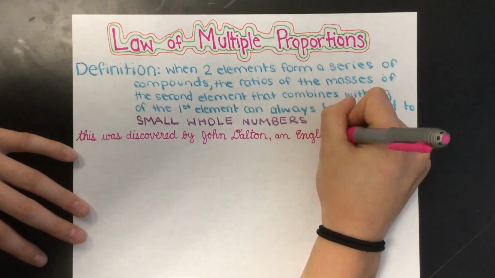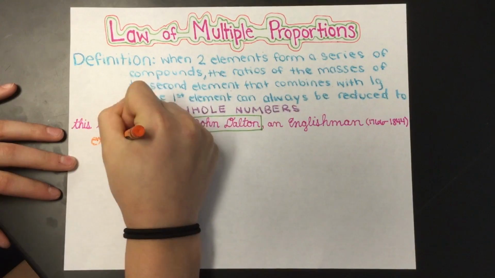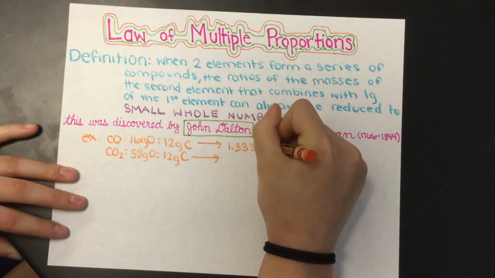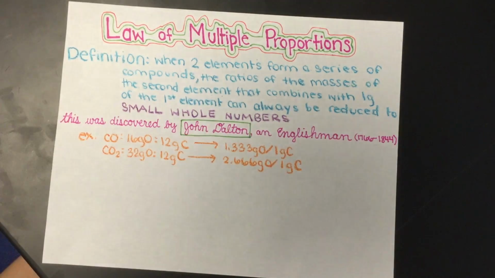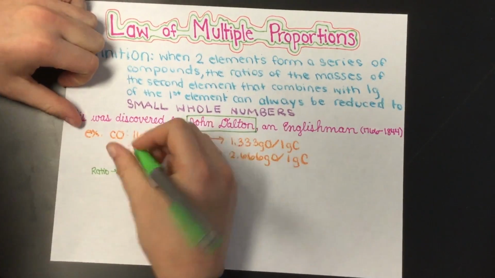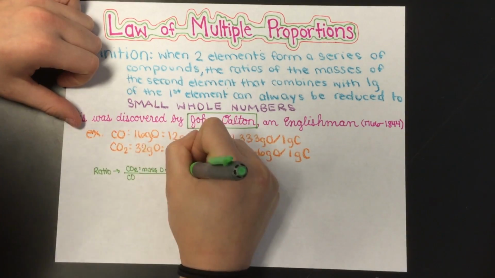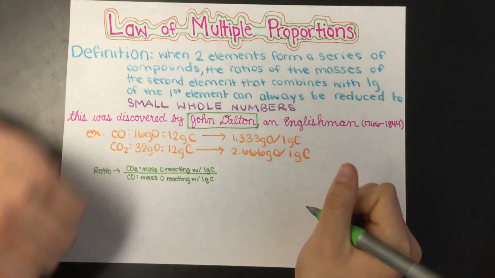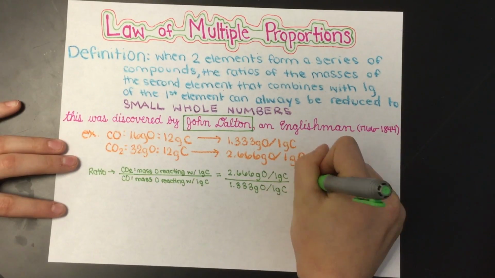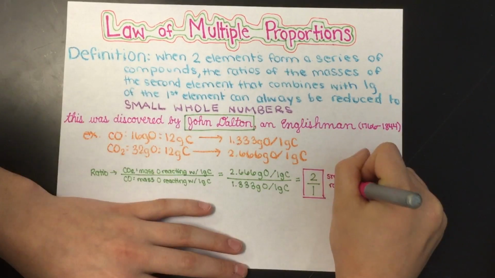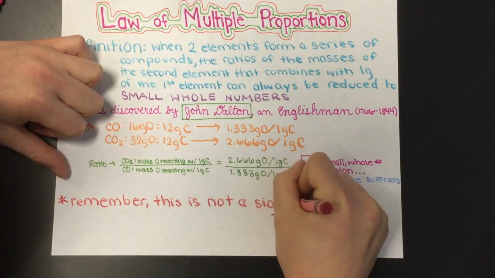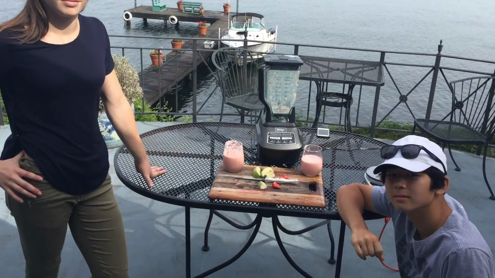This was discovered by John Dalton, who was an Englishman. In the problem below, to prove that CO and CO2 follow this law, you have to find the amount of oxygen that reacts with 1 gram of carbon. After doing this, you put them in a ratio of mass of oxygen reacting with 1 gram carbon. And when you divide these ratios, you should get a small whole number ratio, which means that this supports the law. Remember, this is not a sig fig problem.